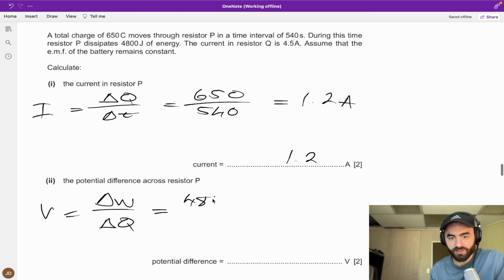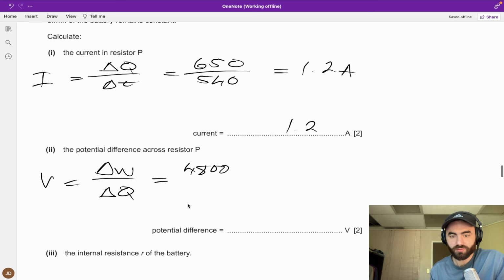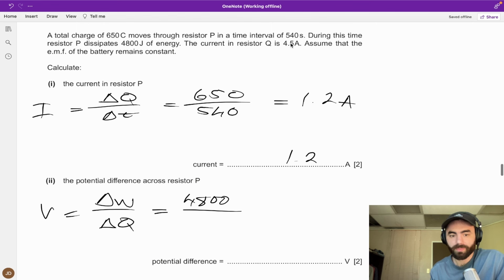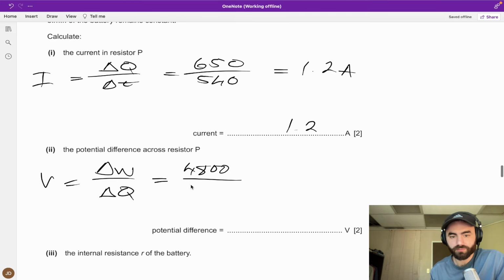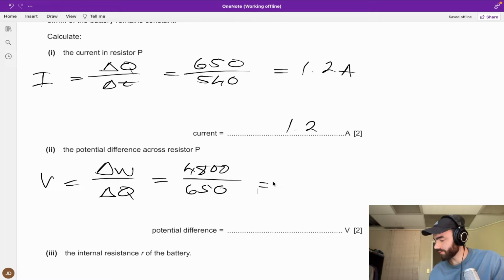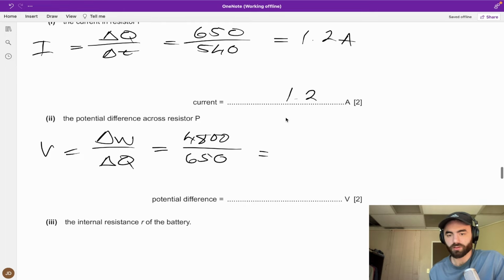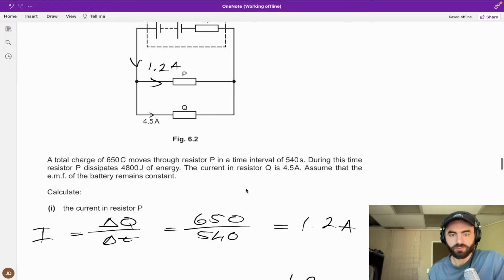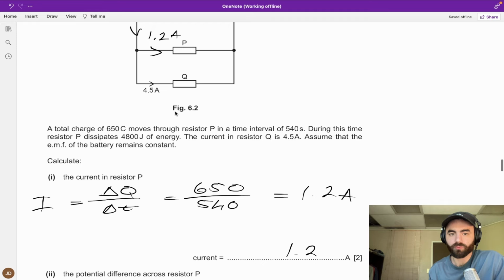We have 4,800 joules of energy, and we have 650 coulombs of charge. Oh, 7.38. 0.38 rounded will be 7.4 volts. Potential difference across P is 7.4 volts.